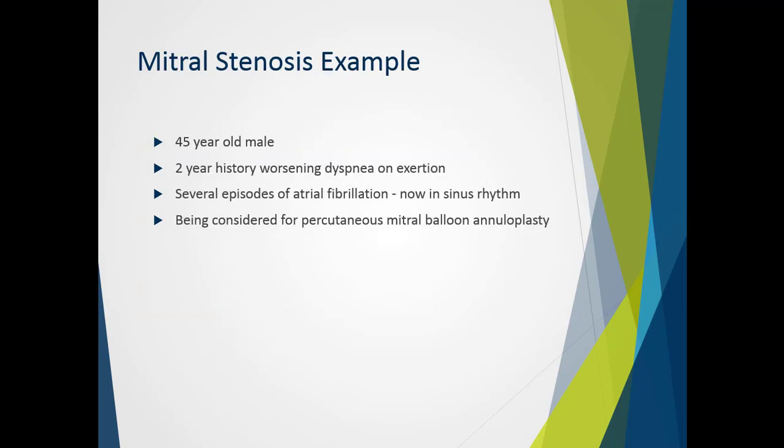In our example here, we have a 45-year-old male. He has a 2-year history of increasing shortness of breath on exertion. He's had several episodes of atrial fibrillation. However, this particular scan is in sinus rhythm, and now we're actually considering him for the balloon valvuloplasty.